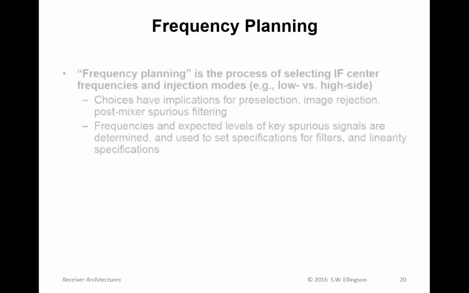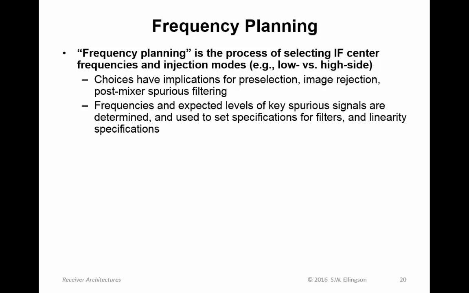Finally, frequency planning. Frequency planning is the process of selecting IF center frequencies and injection modes. In other words, where we're going to do low side injection versus high side injection. As we've seen, these choices have implications for pre-selection, for image rejection, and for post-mixer spurious filtering. And these frequencies and the expected levels of key spurious signals are determined using this process of frequency planning and used to set specifications for filters and linearity specifications. So here we see all these things coming together, and we see that they're related. Bandwidth, linearity, frequency plan, all these things are requirements which interact with each other and have to be traded off.